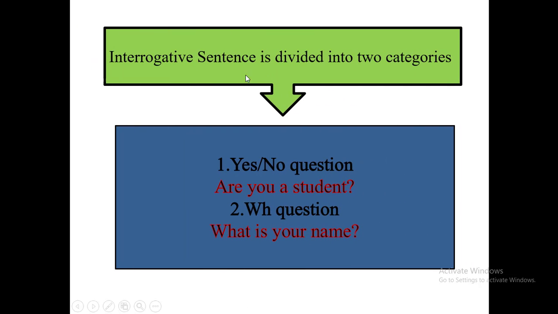Interrogative sentence is divided into two categories. Number 1, yes, no question. For example, are you a student? Number 2, WH question. What is your name?